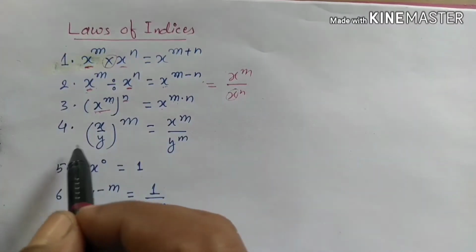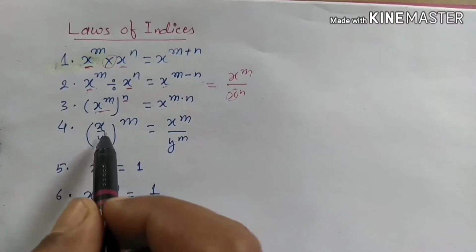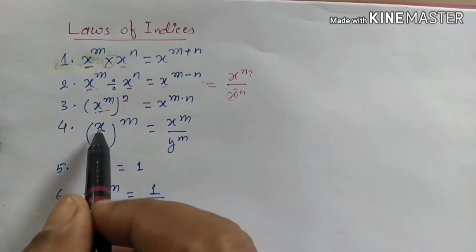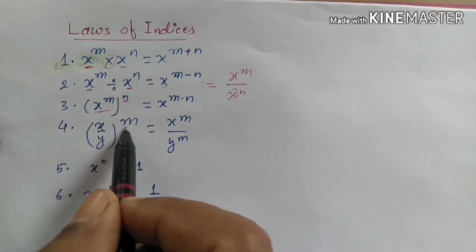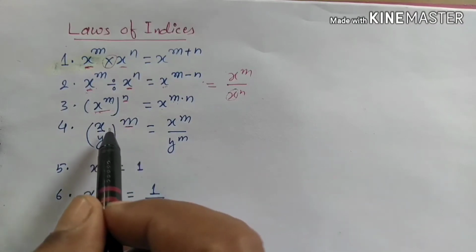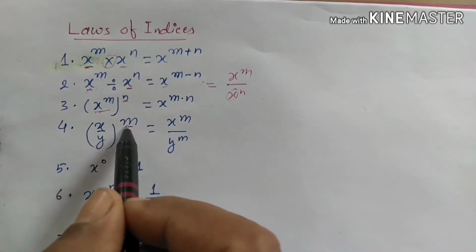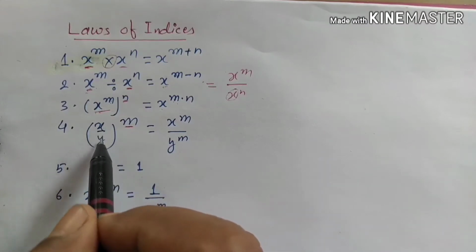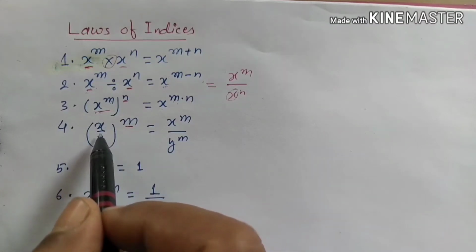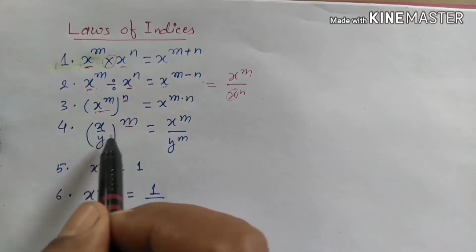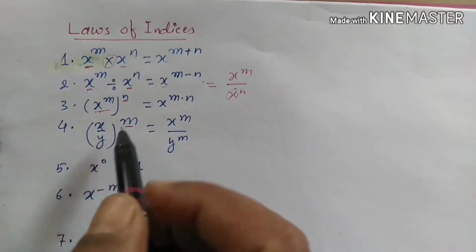In number 4, you can see x by y, power m. This power m is for both x and y. Since x and y are two different variables, it becomes x power m by y power m.